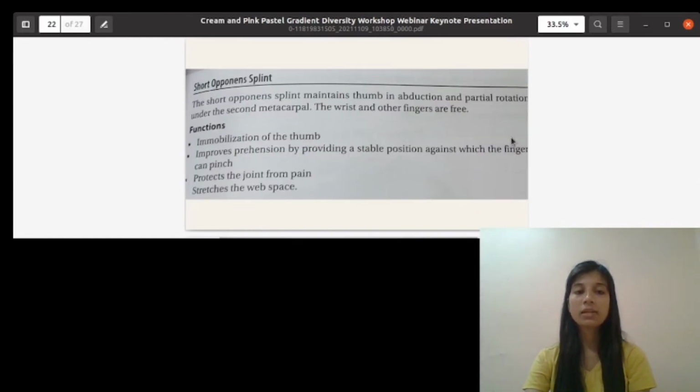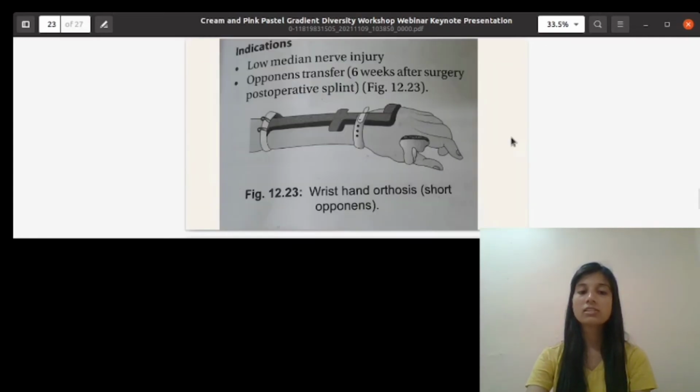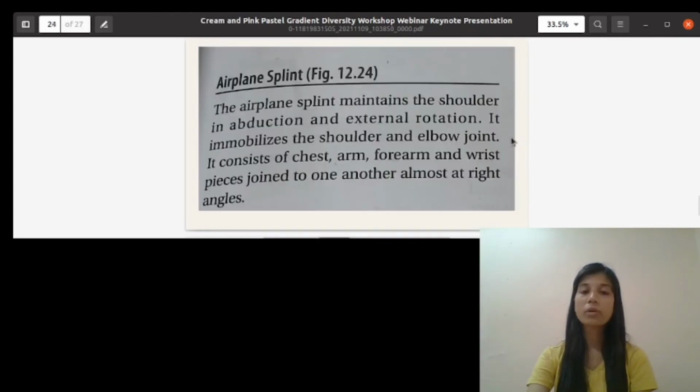Short opponens splint. The short opponens splint maintains the thumb in abduction and partial rotation under the second metacarpal. The wrist and the other fingers are free. The functions of the short opponens splint are immobilization of the thumb, improving prehension by providing a stable position against which the finger can pinch, protecting the joint from pain, and stretching the web space. Indications of the wrist hand orthosis are low median nerve injury, opponens transfers 6 weeks after surgery, and post-operative splints.